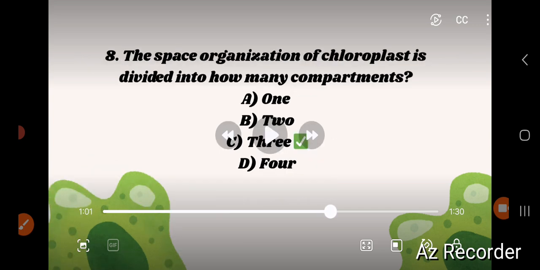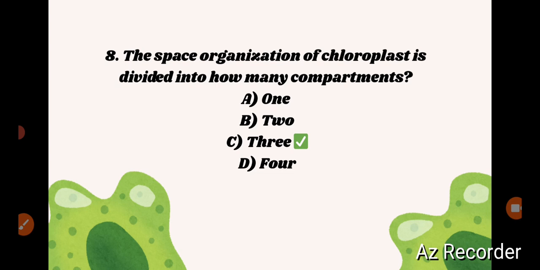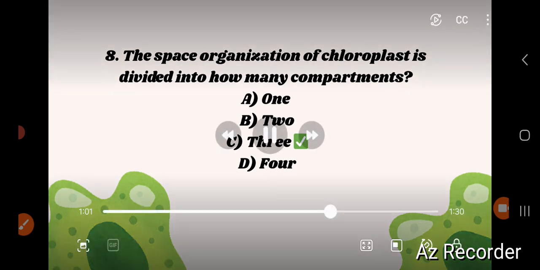And the next question: the space organization of a chloroplast is mainly divided into how many compartments? 1, 2, 3 or 4? How many? 3. Chloroplast spaces include the intermembrane space, stroma and thylakoid space. The answer is 3.